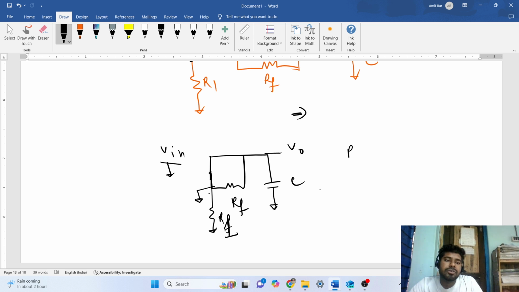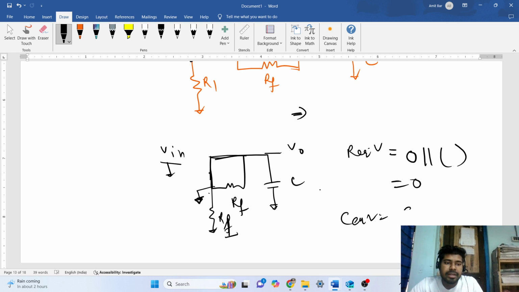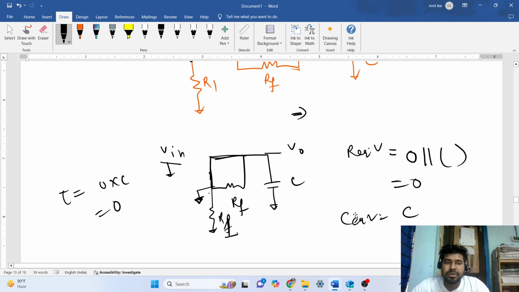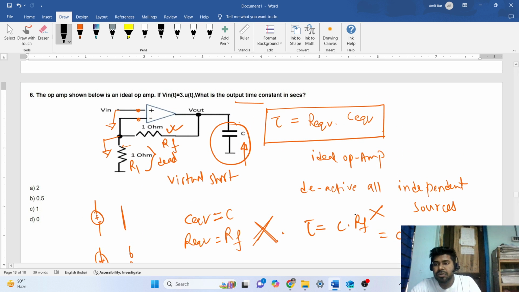What is the R equivalent here? We can see directly that the equivalent resistance at the output is 0, because a short circuit path to ground has 0 impedance, and 0 in parallel with some finite value is always 0. And C equivalent is C itself. So the time constant here is 0 times C, which is 0. So 0 is our right answer for this particular problem.